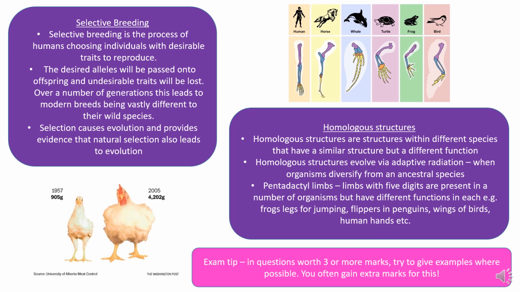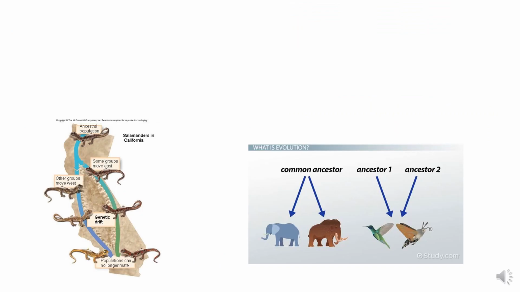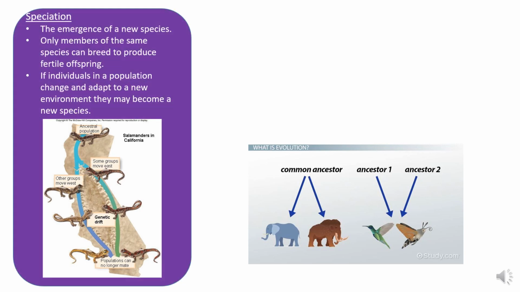Also, it might be worth remembering that if you're answering a longish question, then giving an example often gets you an extra mark. Okay, speciation is the emergence of a new species. Students tend to forget the definition of speciation, so just try and keep it in your head. It's worth remembering as well that only members of the same species can breed to produce fertile offspring, so that's the definition of a species, if they can breed to produce fertile offspring.